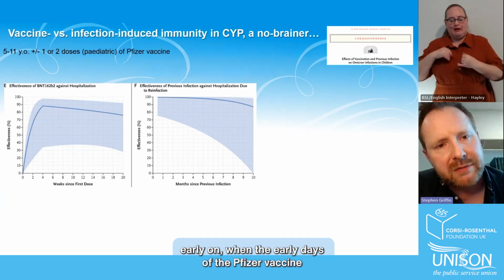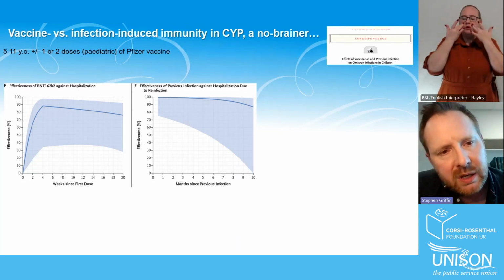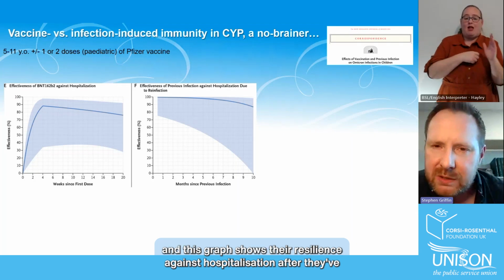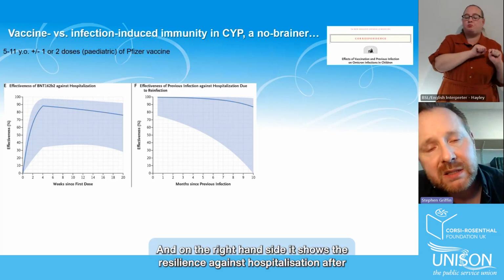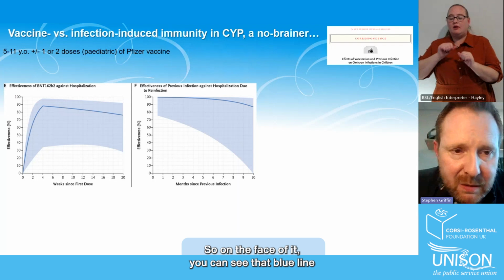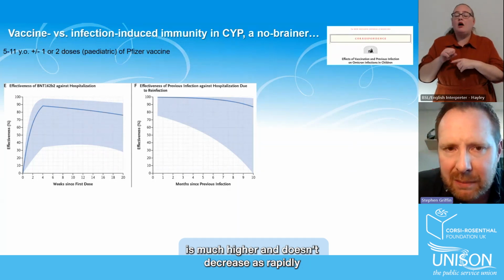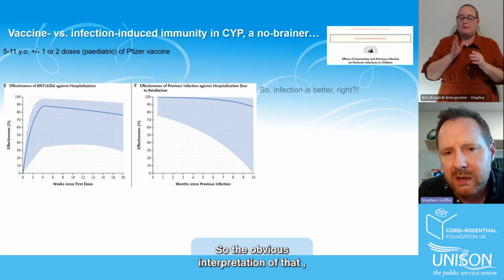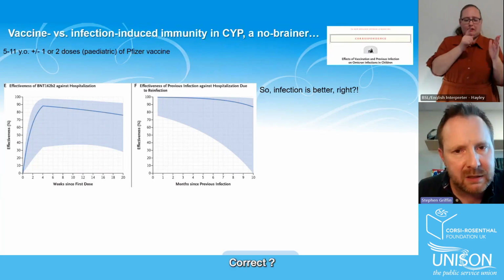This is a study on when the early days of the Pfizer vaccine was being rolled out in children, and it's showing two different cohorts of children. On the left-hand side, you can see that they've been vaccinated, and this graph shows their resilience against hospitalization after they've been vaccinated. And on the right-hand side, it shows the resilience against hospitalization after they've been infected. So on the face of it, you can see that blue line is much higher and doesn't decrease as rapidly in the face of time as the one on the left. So the obvious interpretation of that is infection is better, as many people say, correct?